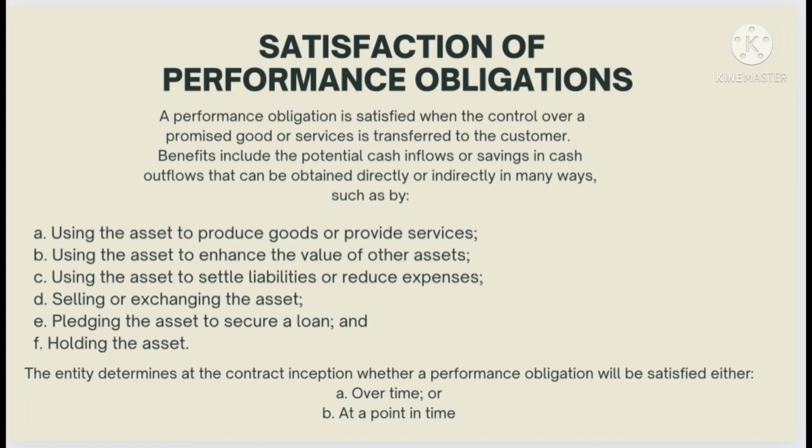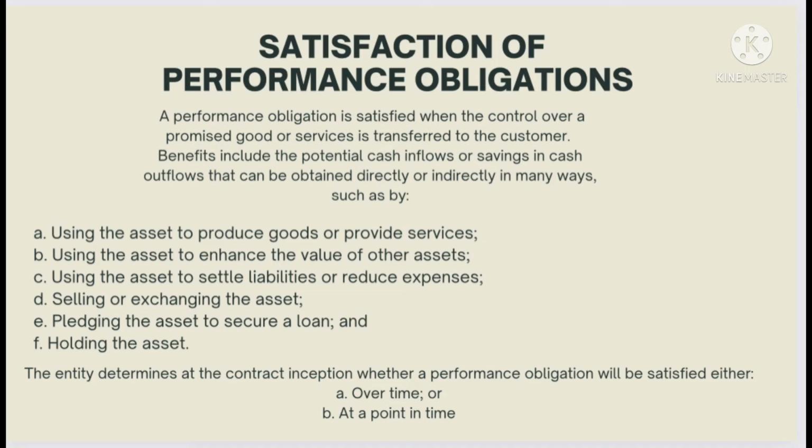Satisfaction of performance obligation. A performance obligation is satisfied when the control over a promised good or service is transferred to the customer. So, what is control? Control is the ability to direct the use of and obtain substantially all of the economic benefits from an asset. Benefits include the potential cash inflows or savings in cash outflows that can be obtained directly or indirectly in many ways, such as by using the asset to produce goods or provide services.